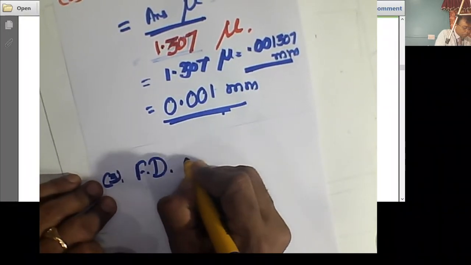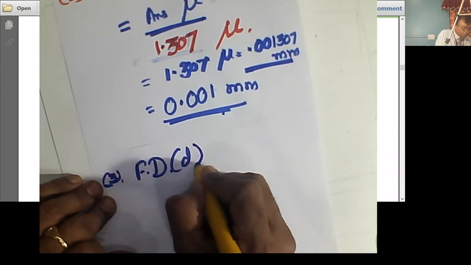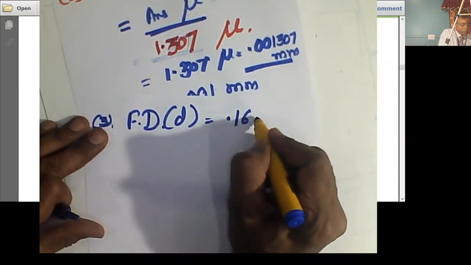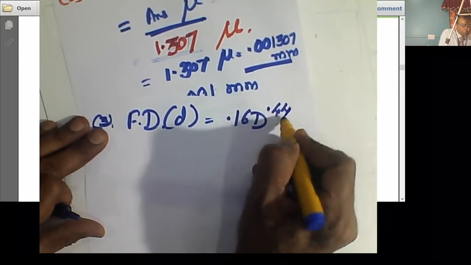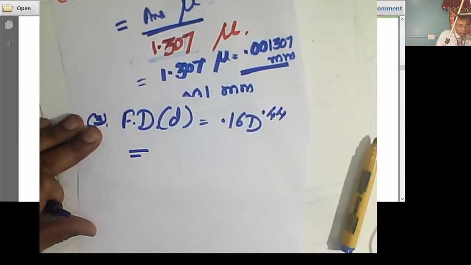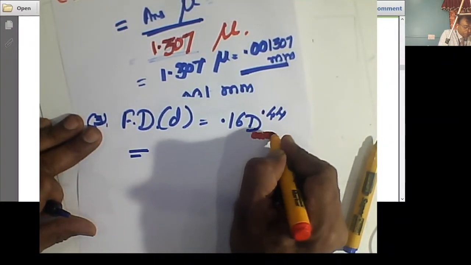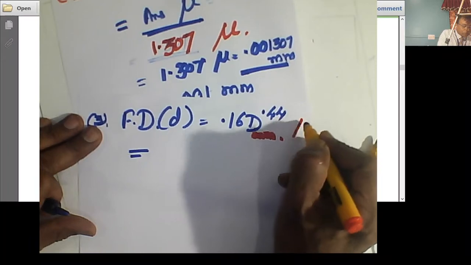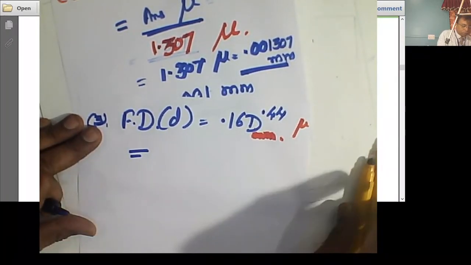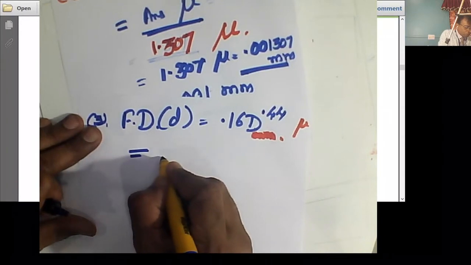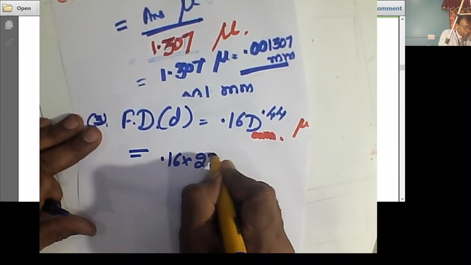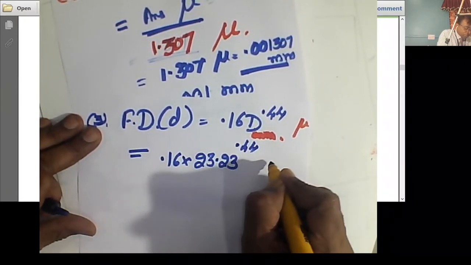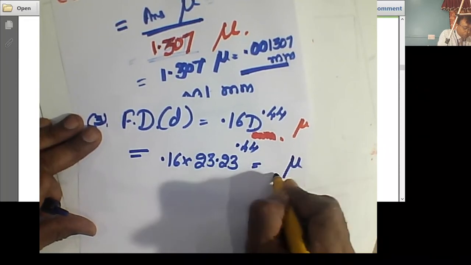Next, third, the fundamental deviation for the d shaft is equal to minus 16 d to the power 0.44. Here please note, this is again in mm. The value of d is given in mm and the answer you get here is in terms of microns. Okay, I'll write it for you: 16 into 23.23 raised to 0.44. Whatever answer you get is in microns.